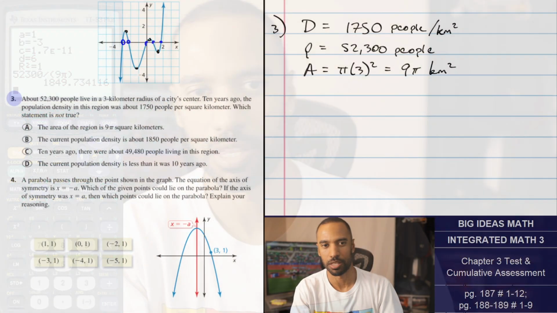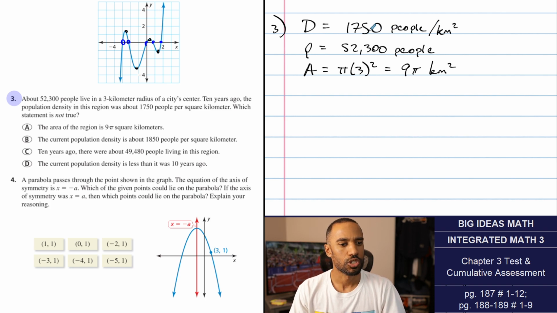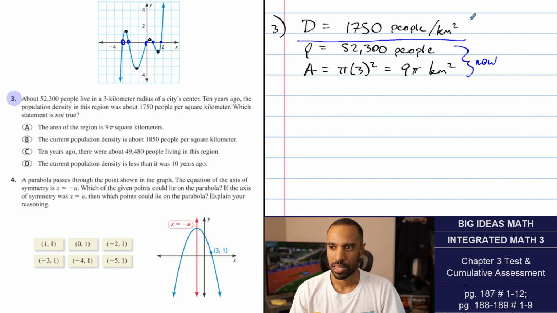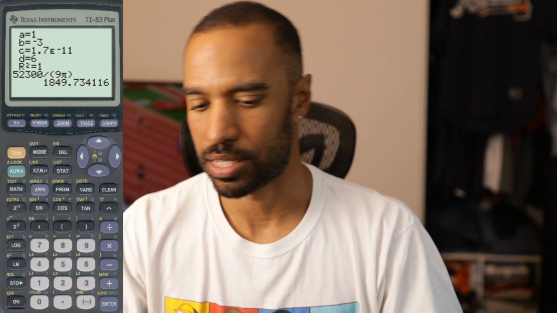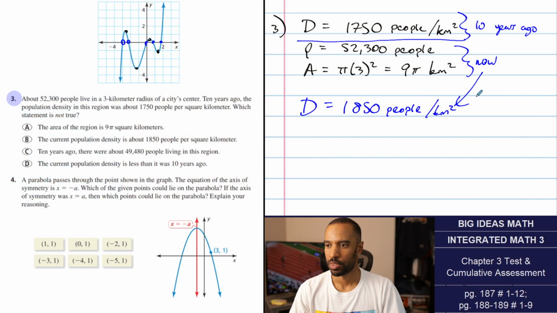It says 10 years ago. Got it. Okay, so hold on. Let me go back to the problem. I was like, why are they giving us all the information? So this is now, and this is 10 years ago. Okay, let me go back to that calculation. We still need that number. So the density now is about 1,850 people per square kilometer. Okay, I just wrote that down. So this is the now. This was the 10 years ago.